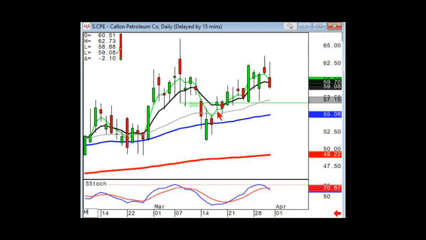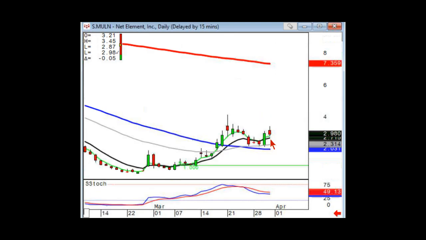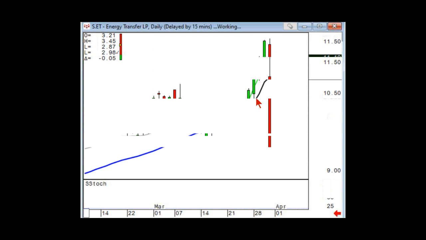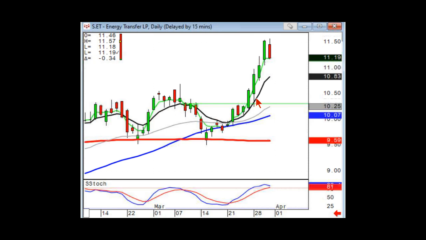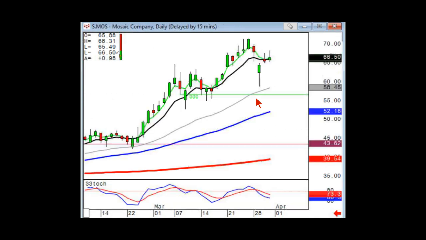Mullen, I would stay long. You want to make sure it stays above the T line. You've got the classic pattern setting up. ET, you could go short on a lower open. Your bearish Harami up here in the overbought area with the indication that it's probably coming back to test the T line. We did Apache. Apache, I would be closing out if it opens lower tomorrow.